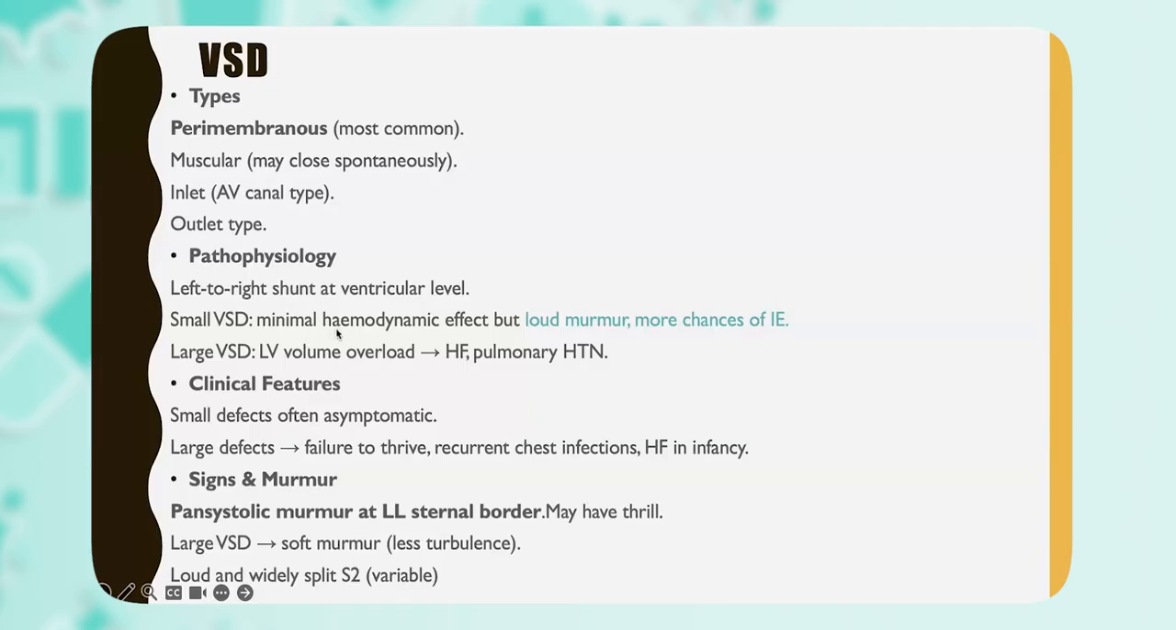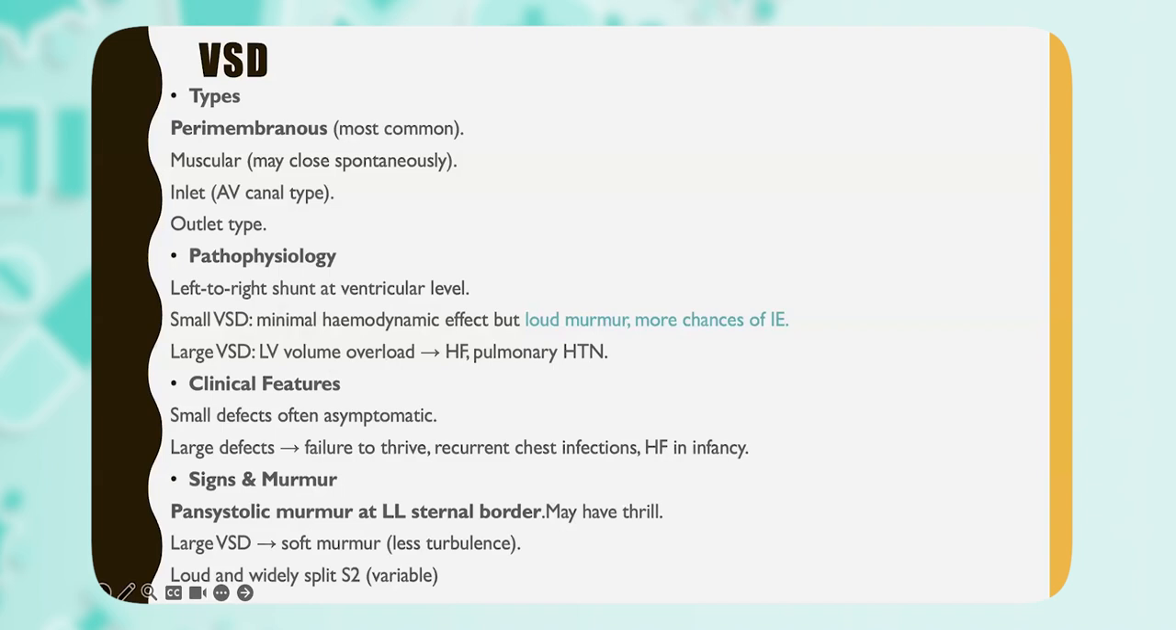Small VSDs have minimal hemodynamic effect because a lot of blood cannot flow from left to right, but there is a loud murmur because the pressure difference is maintained throughout systole. Enough blood cannot be shunted to neutralize the pressure difference. So there is a loud murmur, and more turbulence of blood. And wherever there is more turbulence of blood, there are more chances of infective endocarditis. In large VSDs, there is LV volume overload, early heart failure and development of pulmonary hypertension. So in children, which one do you think will produce symptoms?